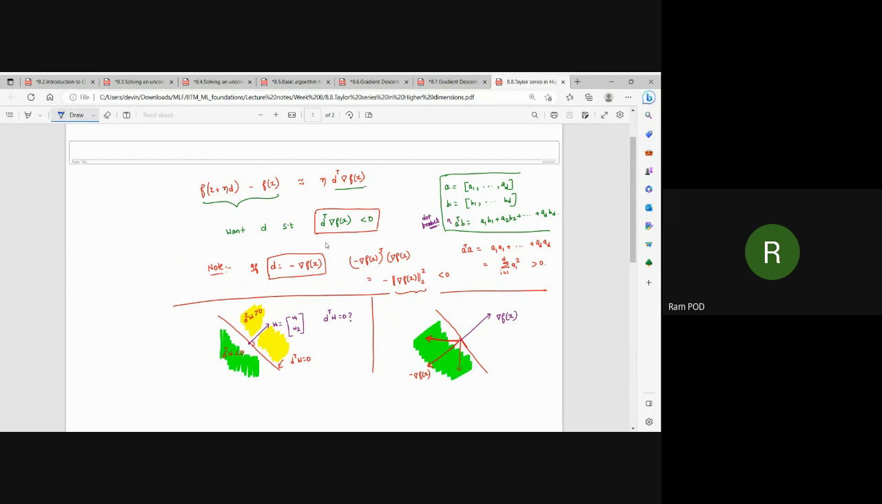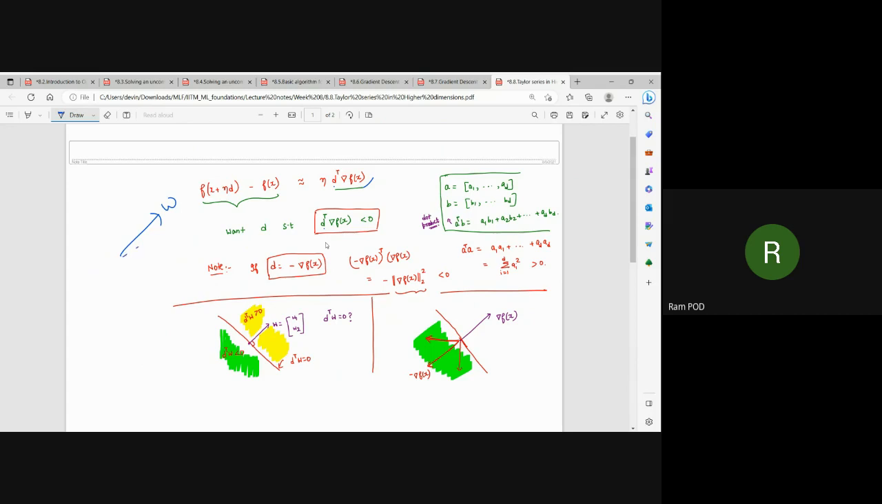The gradient is a vector, right? Gradient f of x is a vector. So when you're doing this d transpose gradient f of x, you want it to be less than 0. Generally, for any vector, in this particular case it's gradient f, but let's call it any vector w. So when you're doing the dot product with another vector, let's say d here.